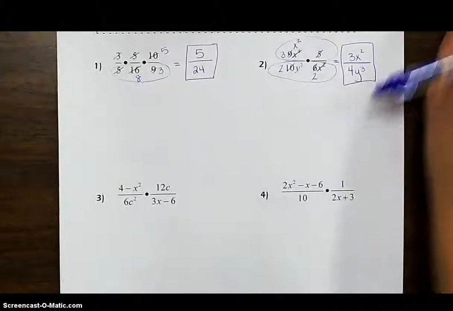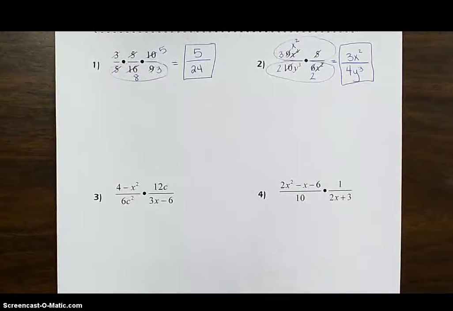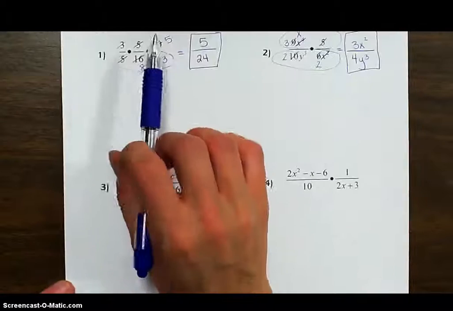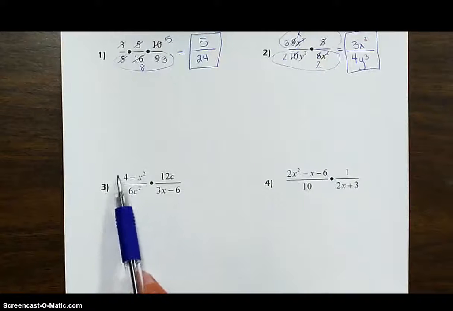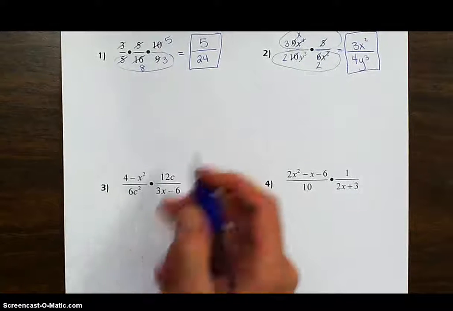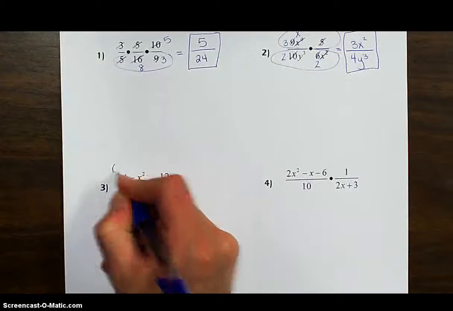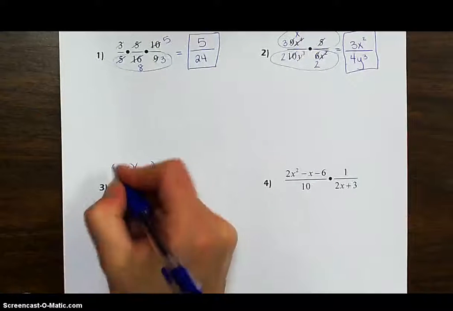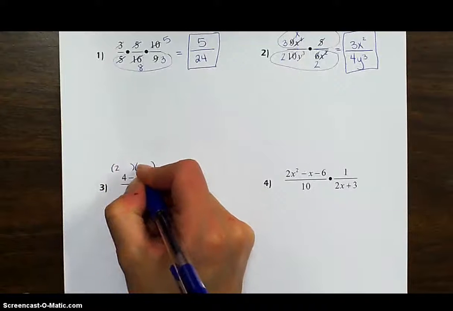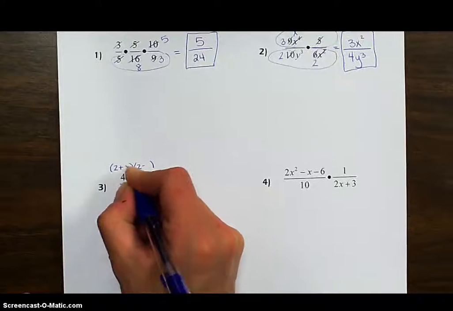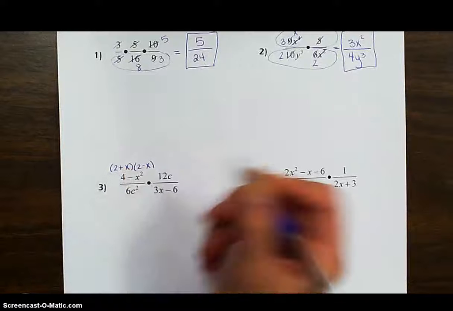So for number 3, okay, so it looks like we're going to have a little more work here to do. So remember, step number 1, factor. So let's see, can we factor 4 minus x squared? Yes, we can. So we can factor this, and it's going to be difference of perfect squares. I'm going to go right above it, and I'm going to factor it out. So I know that this is going to be a 2 and a 2. One gets a plus, one gets a minus, and the square root of x squared is just x and x.